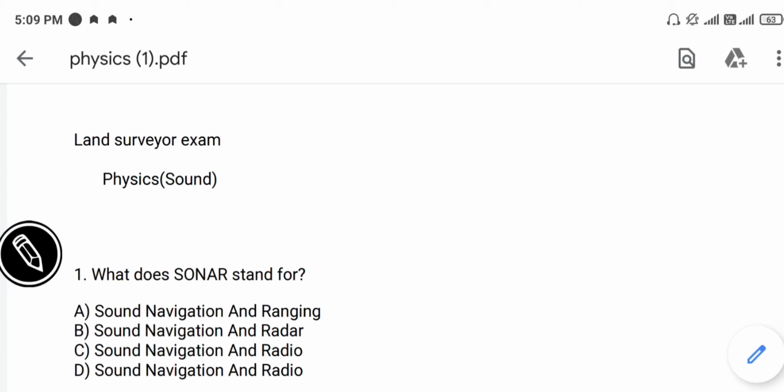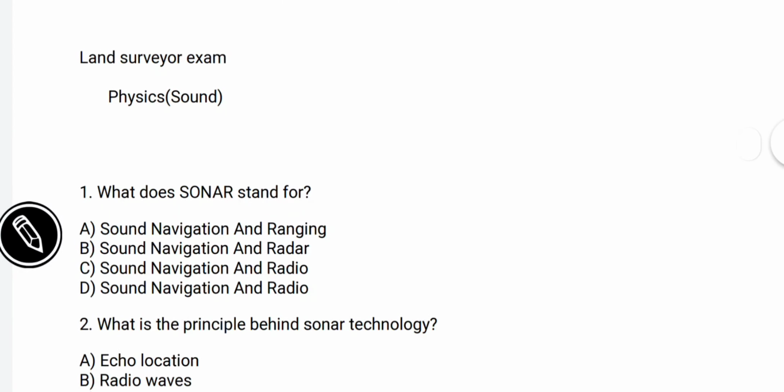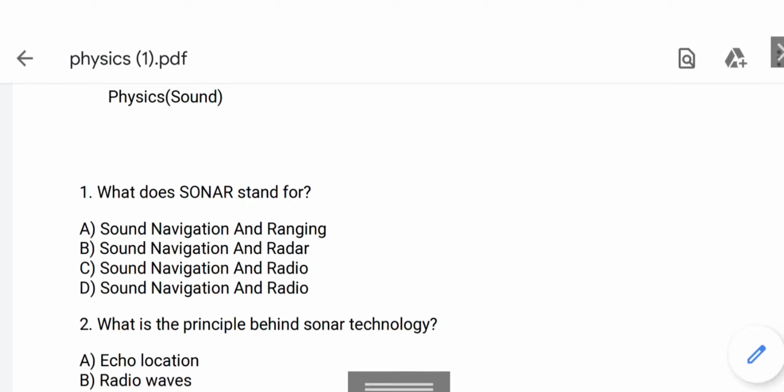First question, what does sonar stand for? The options are sound navigation and ranging, sound navigation and radar, sound navigation and radio. Option A is the right answer, sound navigation and ranging.